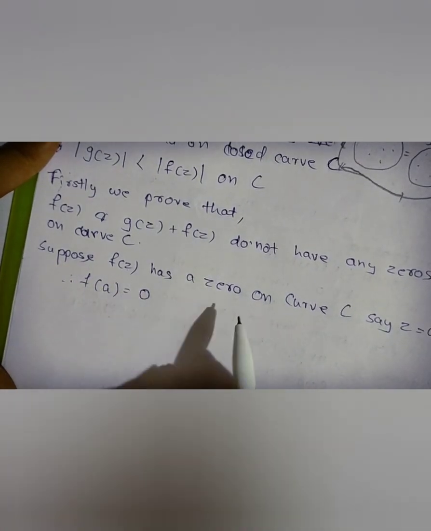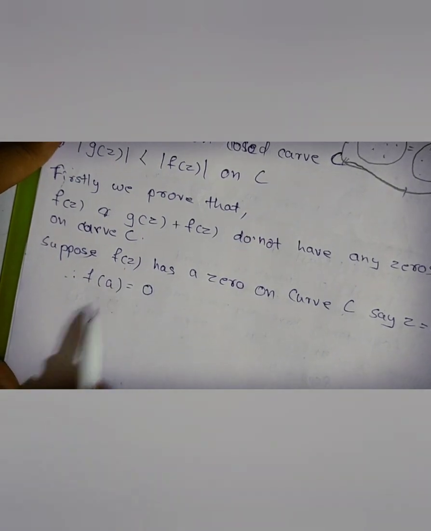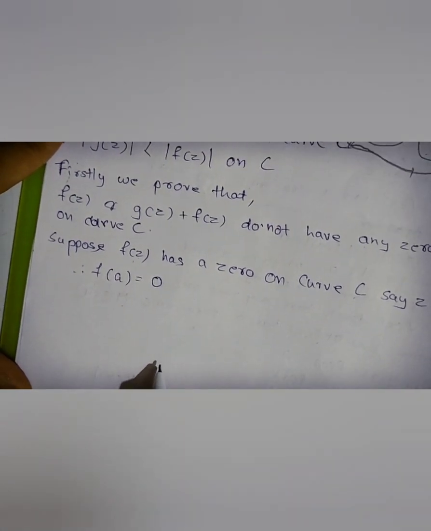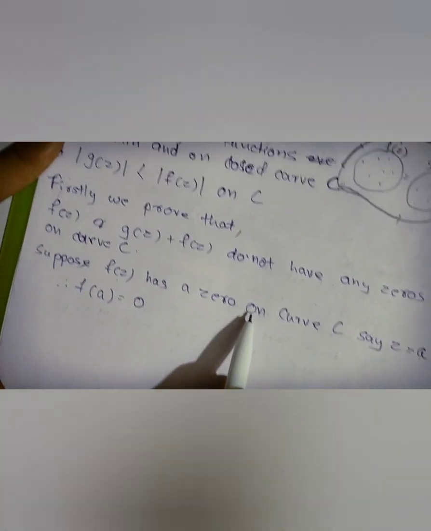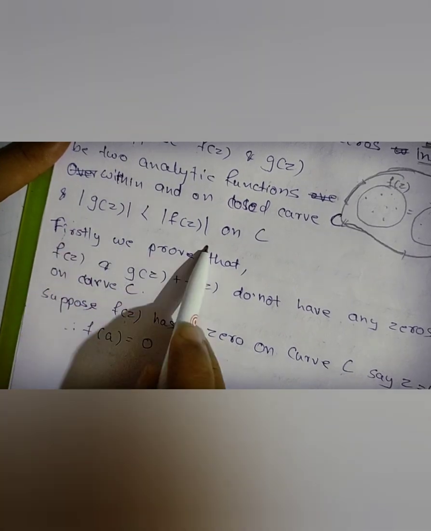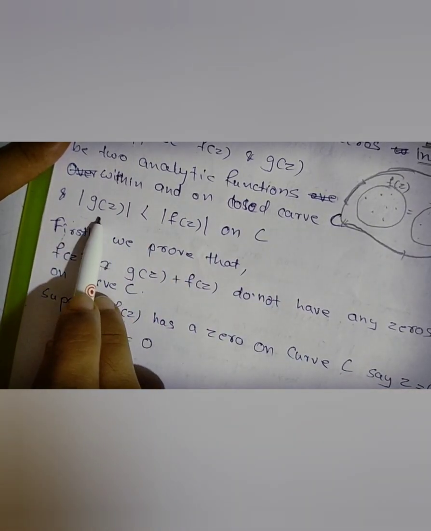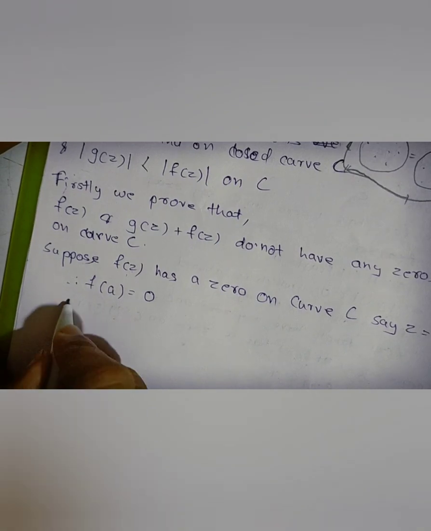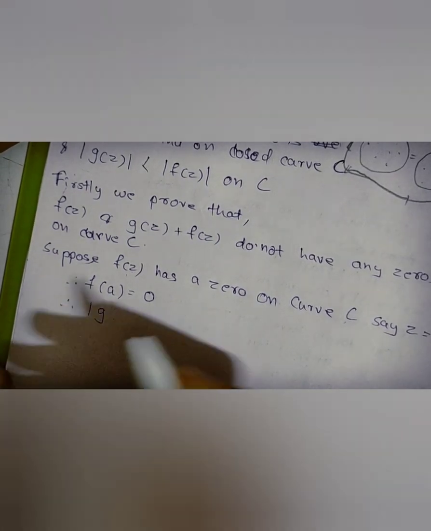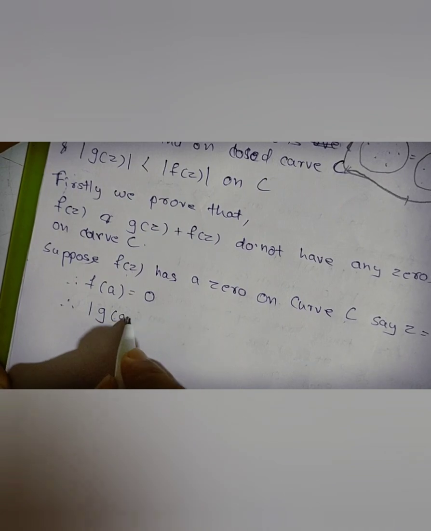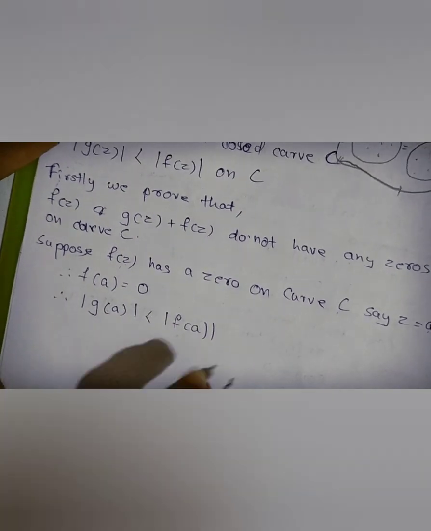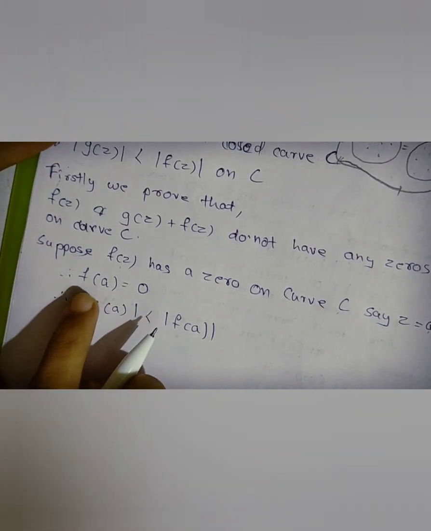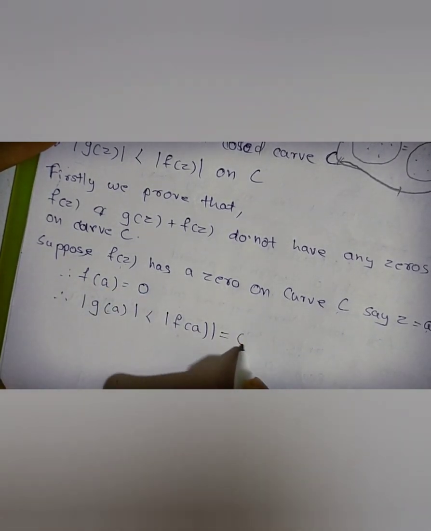Now since we have to prove that there is no zero on this curve for this particular function, we should arrive at some contradiction. So let's see how we will arrive at some contradiction. Since we have this a on this curve, it will obviously satisfy this condition, which is satisfied on the curve C. Therefore the mod value of g of a will be strictly less than the mod value of f of a, and we have just seen that mod of f of a is nothing else but 0. So this value is equal to 0.